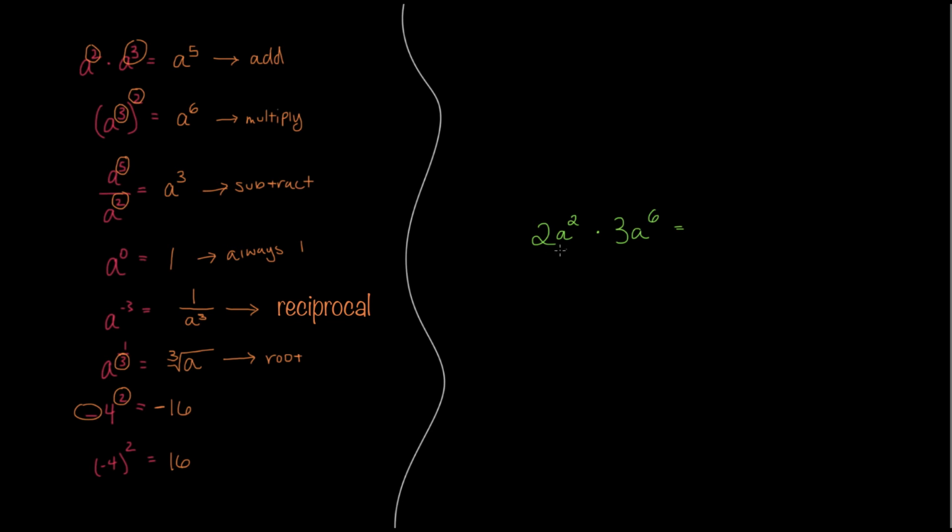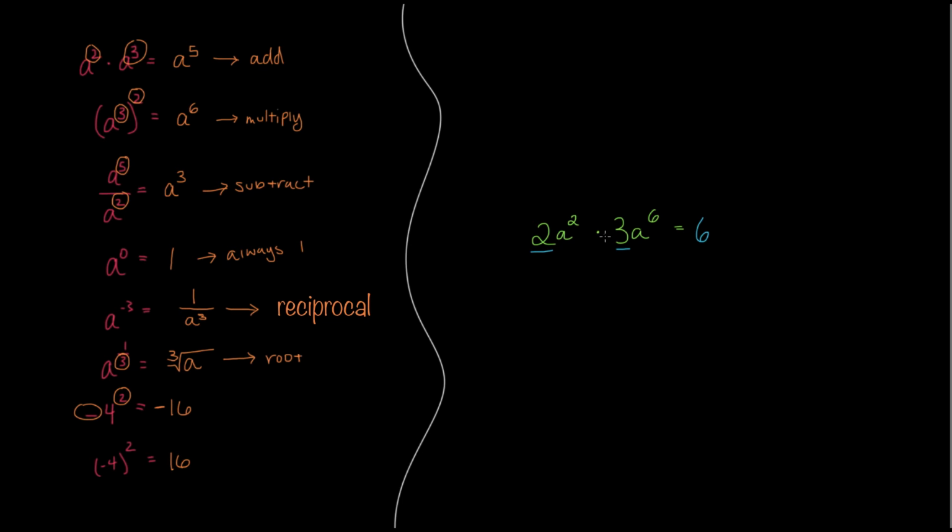The first thing we need to do is multiply these constant terms. The constant terms are going to go right in front of the product of the two exponents. So first thing, we do 2 times 3, which is going to give us 6. Now we can move on to multiplying the exponents.